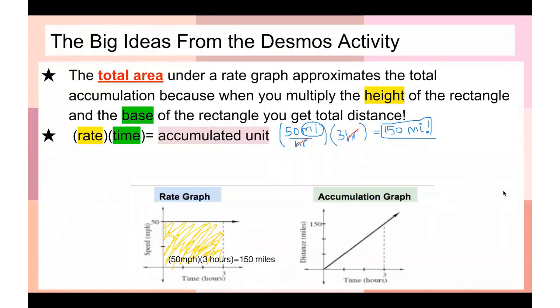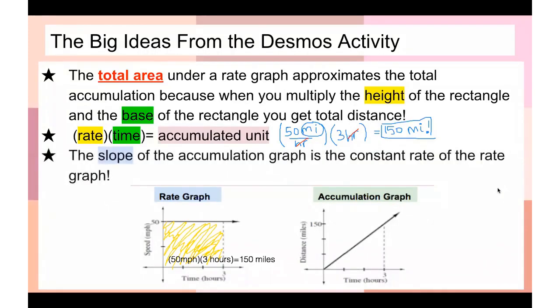And here's that last part. Some of you, when I was jumping into your group, did say the word slope. So when you were doing distance divided by time, that's the change in y over the change in x. So what you were talking about was slope. The slope of the accumulation graph is the constant rate of the rate graph.